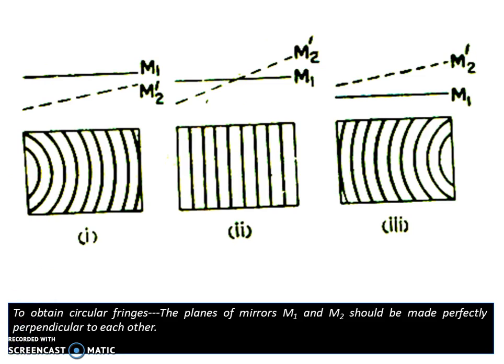Now, in the previous case, both mirrors M1 and M2 were perpendicular. Suppose I change the horizontal mirror by some angle theta. Look at this. It appears like a wedge-shaped film. Initially there was a parallel film here, and now it becomes a wedge-shaped film. At exactly 45 degrees, we get perfect parallel fringes. As you keep moving, the curvature turns to this side. Similarly, it appears like this. So this is what happens when mirrors M1 and M2 are kept at an angle theta with respect to each other.